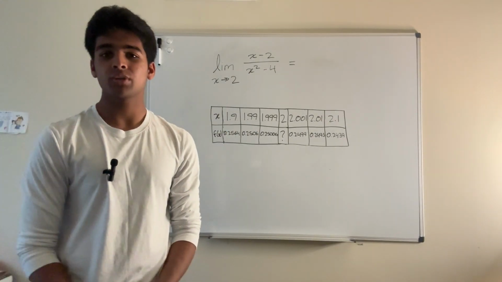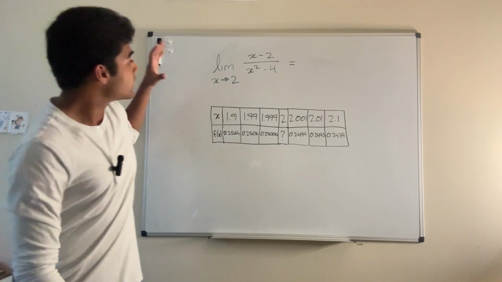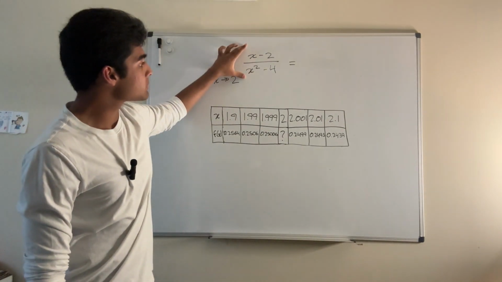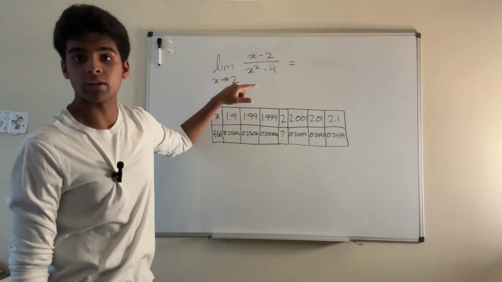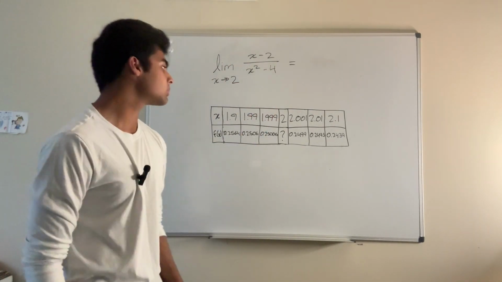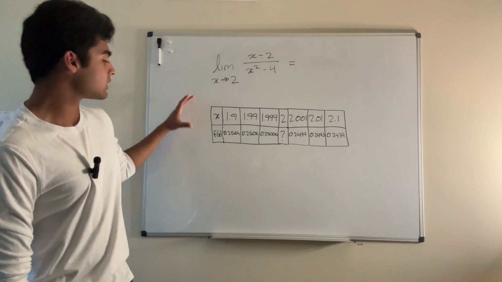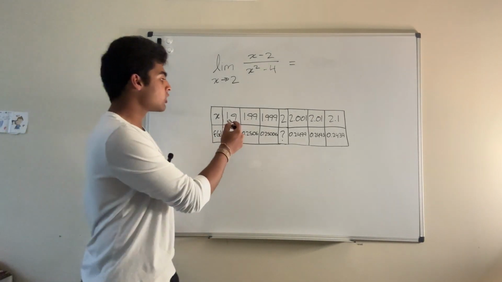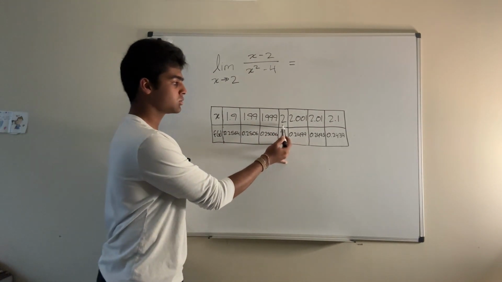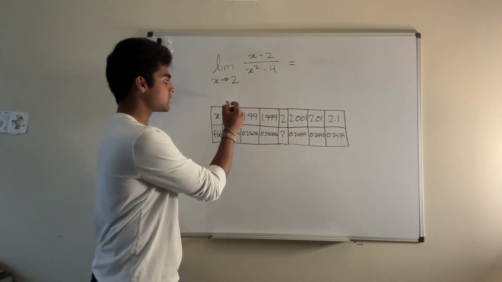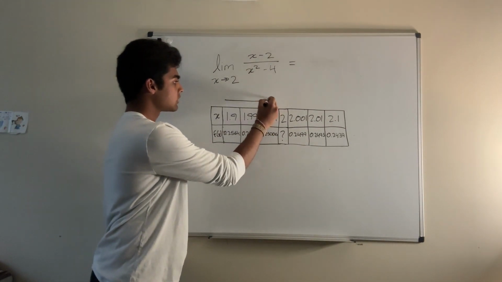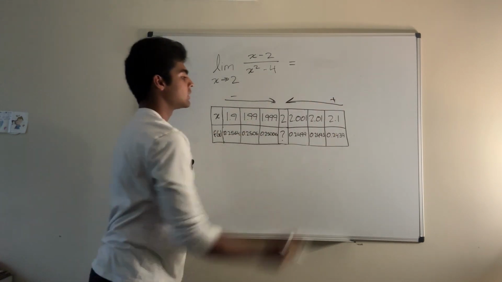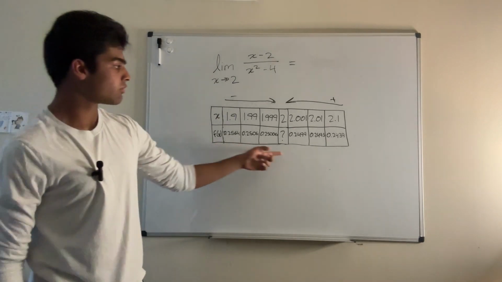Now, just to be safe, we have another example. We have the limit as x approaches 2 of x minus 2 over x squared minus 4. And we want to know what this equals. And again, we have a table of x and f of x, and we can see that there are values getting arbitrarily close to 2 from both sides, from the negative side and from the positive side. Okay? And we have our values.